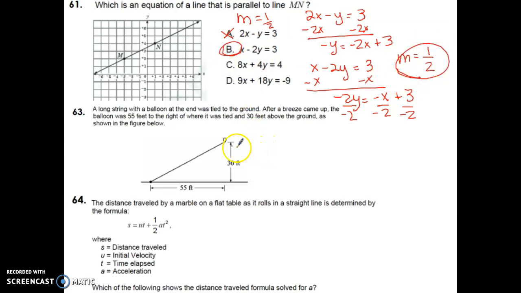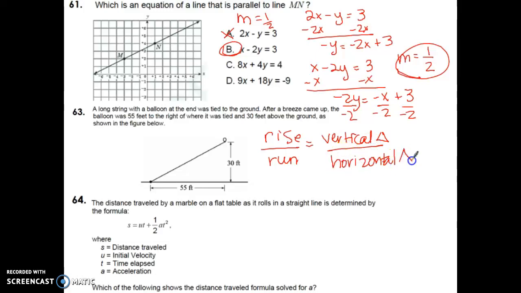Now, y'all missed this one. It's shocking. A long string with a balloon at the end was tied to the ground. After a breeze came up, the balloon was 55 feet to the right of where it was tied and 30 feet above the ground, as shown below in the figure. What is the slope? Well, the slope is rise over run, or vertical change over horizontal change. Therefore, 30 over 55, and you can divide both by 5, which reduces to 6/11, everybody.